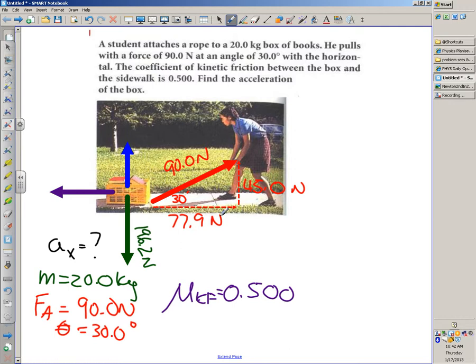Can we assume that the frictional force is equal to 77.9 newtons? No. That would be the case if what was true about this box of books? How would it have to be moving? Constant velocity. But in this case it says find the acceleration. So the horizontal component of the applied force won't equal the frictional force. But there is one force that we can figure out from this picture. What force can we figure out now?